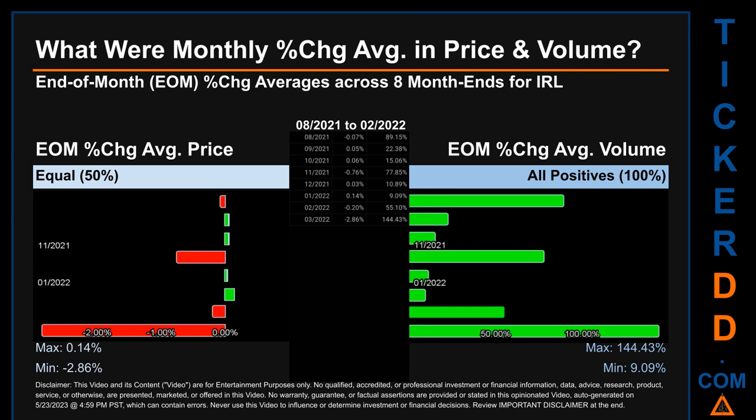From 08-2021 to 02-2022, there was an equal split of monthly percentage change in price across 8-month ends. In terms of volume, 8 out of 8 month ends had a positive percentage change. That is 100% of month ends saw a positive percentage change in average volume. Price saw an end-of-month max of 0.14% in average percentage change along with a minimum of -2.86%. For volume, the maximum and the minimum monthly percentage change were respectively 144.43% and 9.09%.